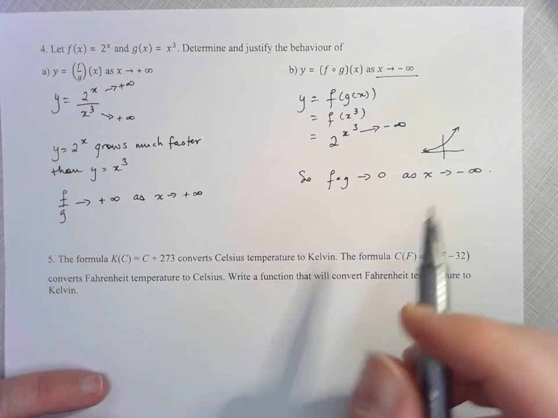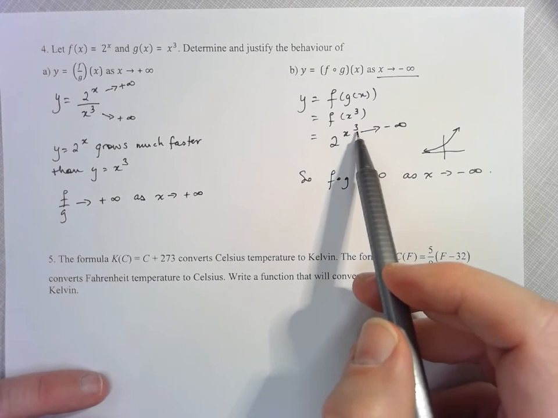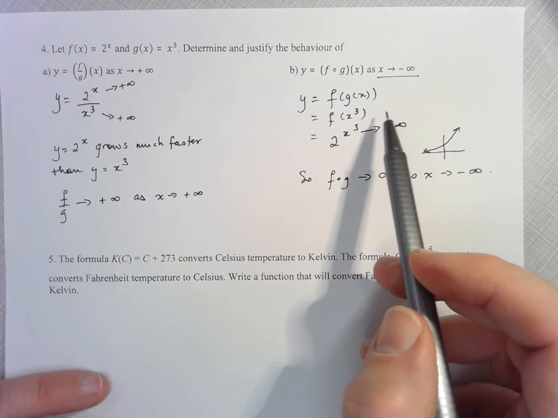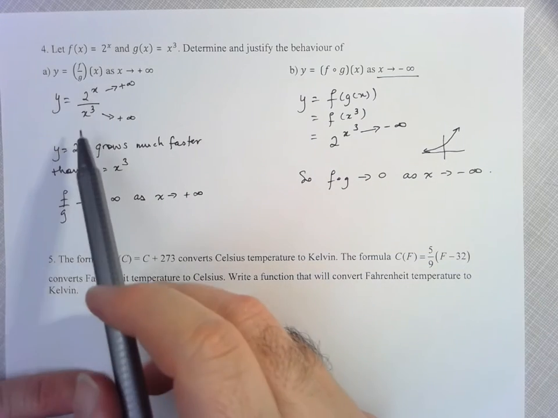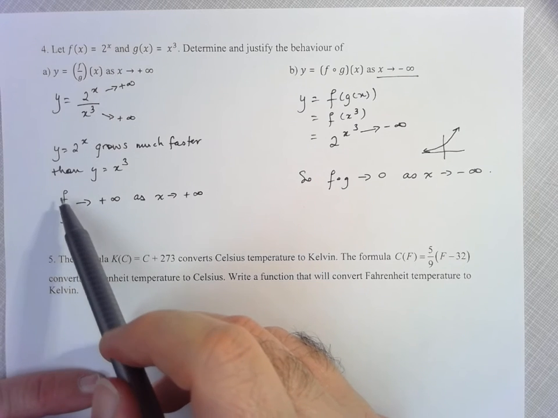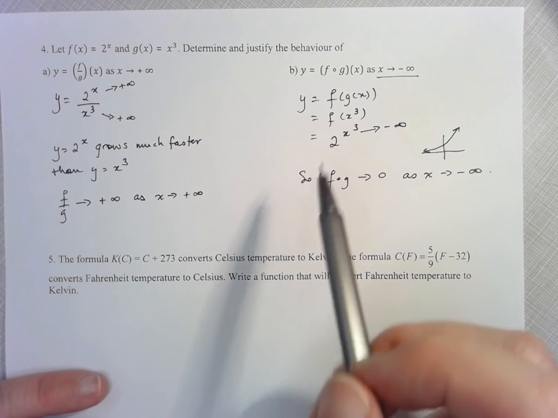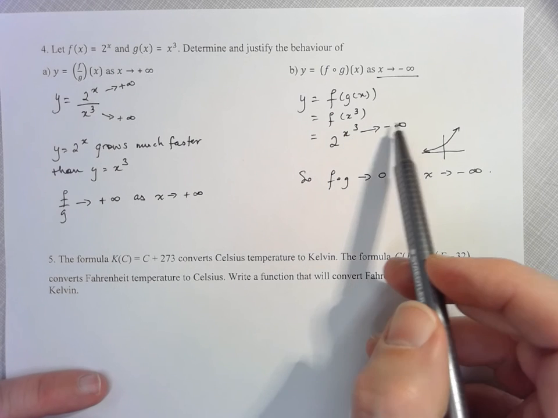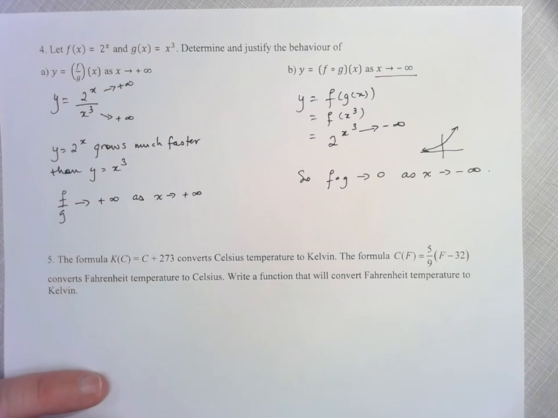So again, keep in mind what I had to do with this one here. I had to determine the end behavior of the first function, and then I needed to look at those outputs and see how that affected the second function. So in question A, I had to consider the end behaviors at the same time to see how they related to each other. For the composition, I had to consider the end behavior of the first function and see how those outputs affect the second function. Okay, that's it for this one.